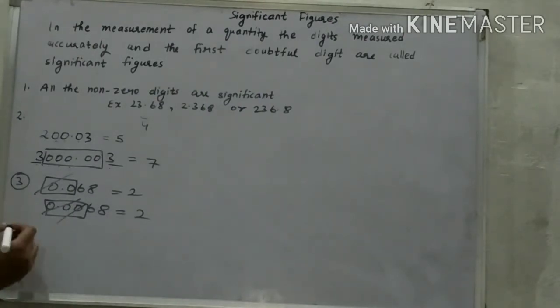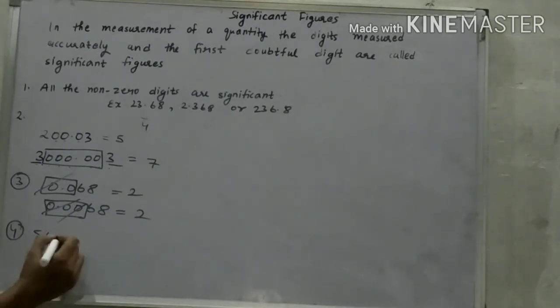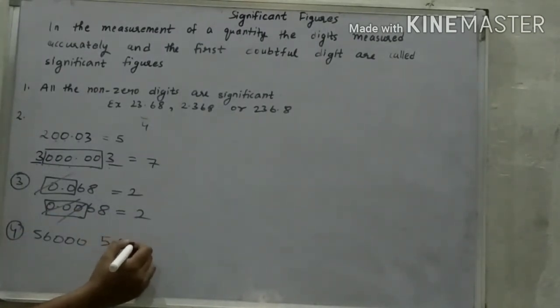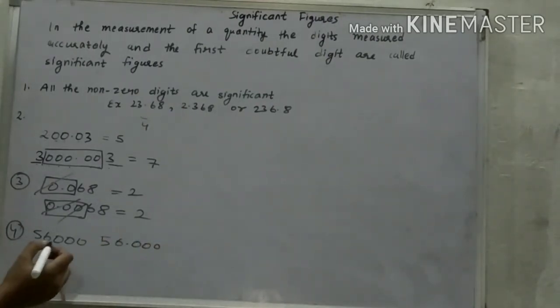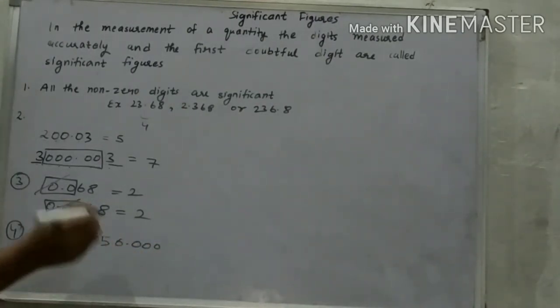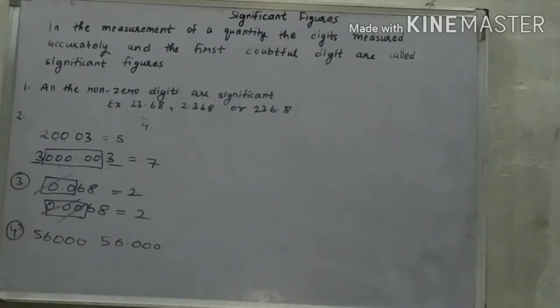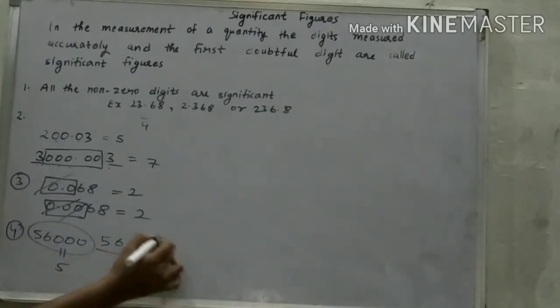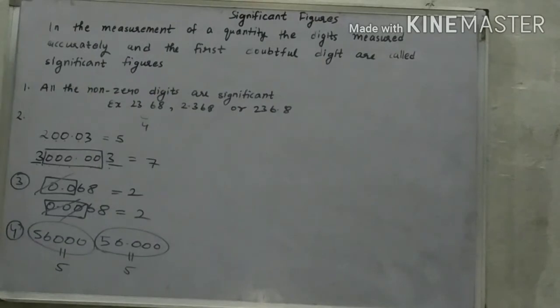Okay, now in the fourth part, if you write down the case of 56.000, all these zeros which you have written after the decimal will also be significant figures. So here the significant figures will be 5, and here how many significant figures will there be? 5, because you also count the zeros after the decimal as significant figures. Okay, so this is all about significant figures.